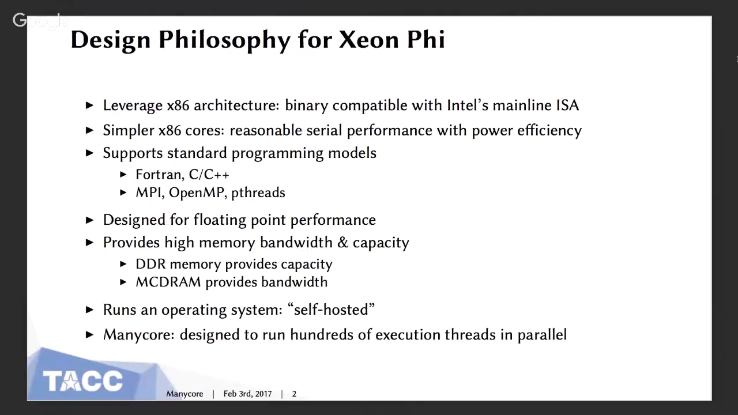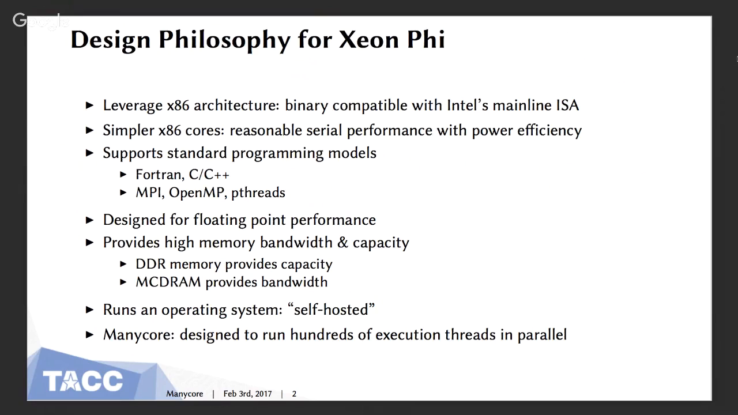So basically, our Knights Landing extension to Stampede has the Knights Landing or KNL processors. You'll also hear them called Xeon Phis. The idea behind them is that they just use a normal x86 architecture like all of Intel's other processors. So it's binary compatible with these new processors and the old ones. Got relatively simple cores. They have reasonable serial performance. They're not terrible.